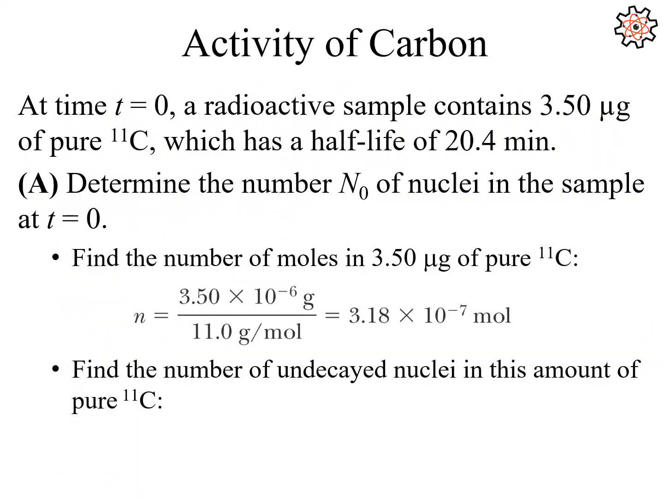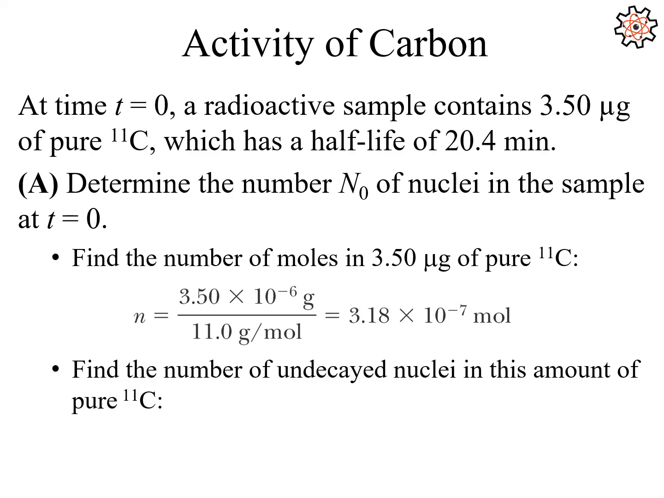Let's try a worked example. At time t0, a radioactive sample contains 3.50 micrograms of pure carbon-11, which has a half-life of 20.4 minutes. Carbon-11, what does that mean? That's the mass number 11. So carbon is 6th in the periodic table. It has 6 protons then. It must have 5 neutrons for carbon-11. The question is to find the number of nuclei, n0, in the sample at t0.